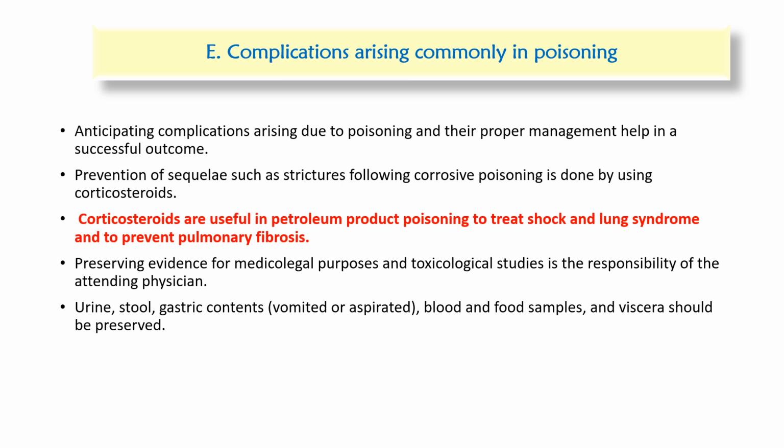Complications arising commonly in poisoning. Anticipating complications arising due to poisoning and their proper management help in a successful outcome. Prevention of sequelae such as strictures following corrosive poisoning is done by using corticosteroids. Corticosteroids are useful in petroleum product poisoning to treat shock and lung syndrome and to prevent pulmonary fibrosis. Preserving evidence for medico-legal purposes and toxicological studies is the responsibility of the attending physician. Urine, stool, gastric contents, mainly the vomited or aspirated, then blood and food samples and viscera should be preserved.